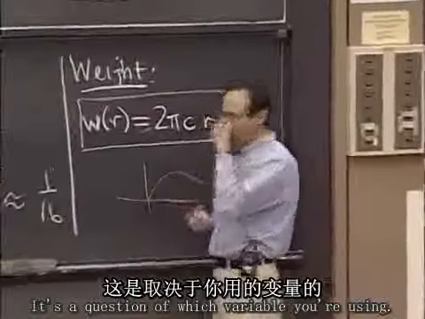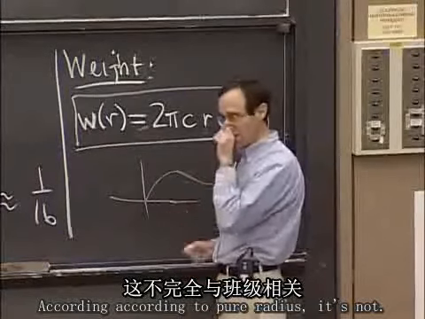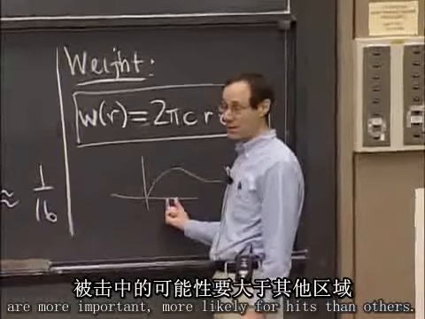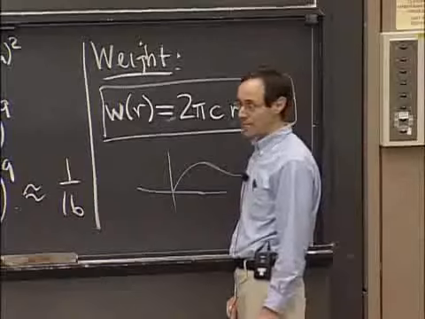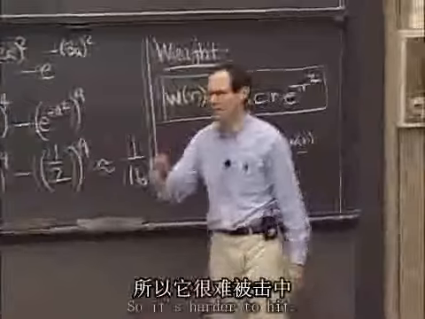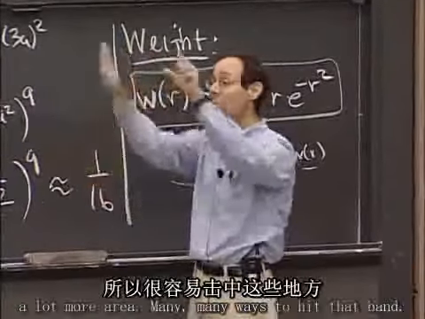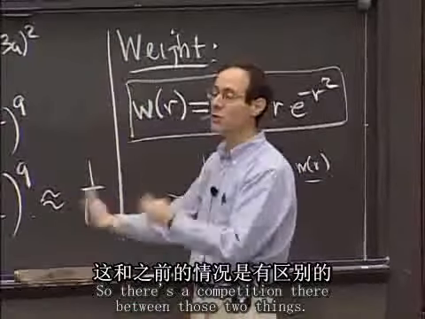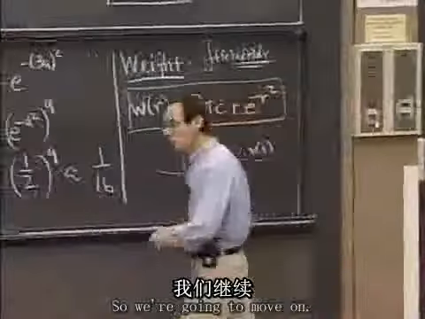It's a question of which variable you're using. According to pure radius, it's not. It turns out that there are some bands in radius which are more important and more likely for hits than others. It really has to do with the fact that the center, the core of the target, is really tiny, and so it's harder to hit. Whereas a whole band around the outside has a lot more area. There are many, many ways to hit that band. So it's a much larger area. So there's a competition there between those two things. All right, so we're going to move on.